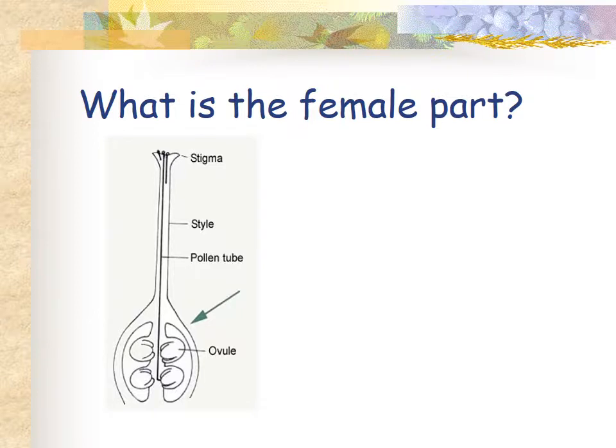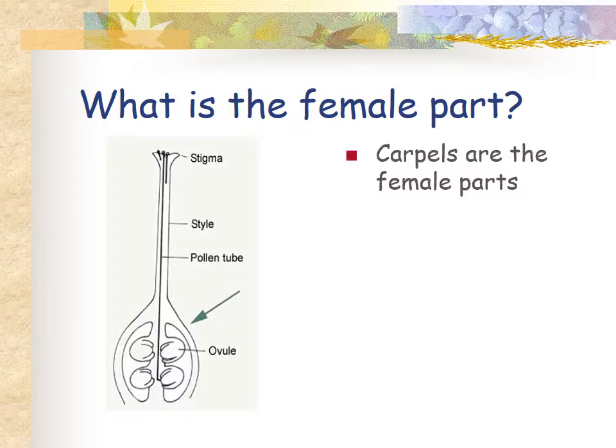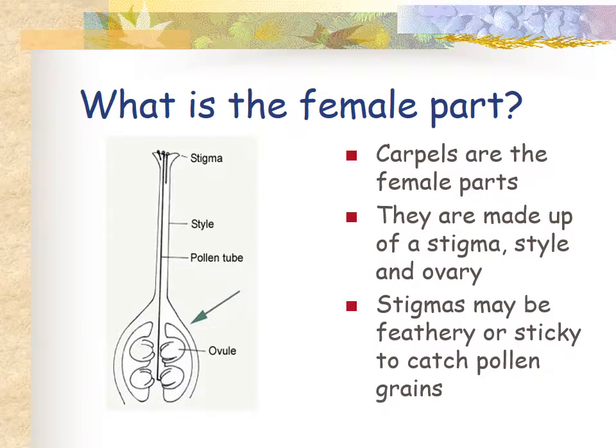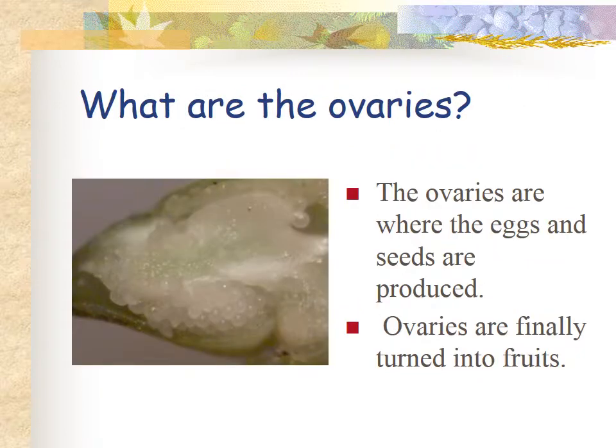The function of the female part: carpels are the female parts. They are made up of stigma, style and ovary. The stigma may be feathery or sticky to catch pollen grains. The style is just to transfer the pollen from the stigmatic surface to the ovary. Ovaries are where the eggs and seeds are produced. These are finally turned into fruits.